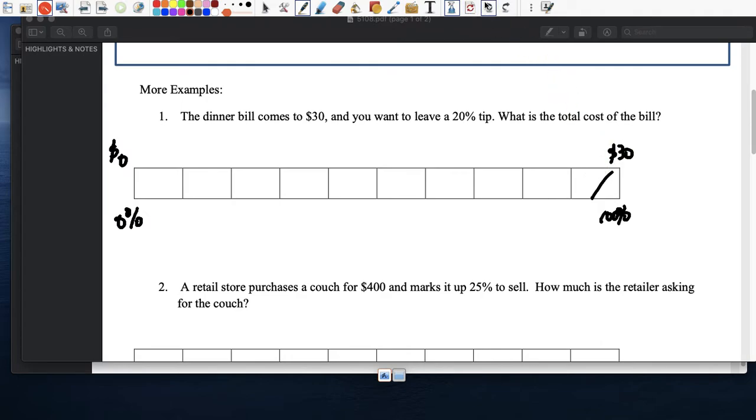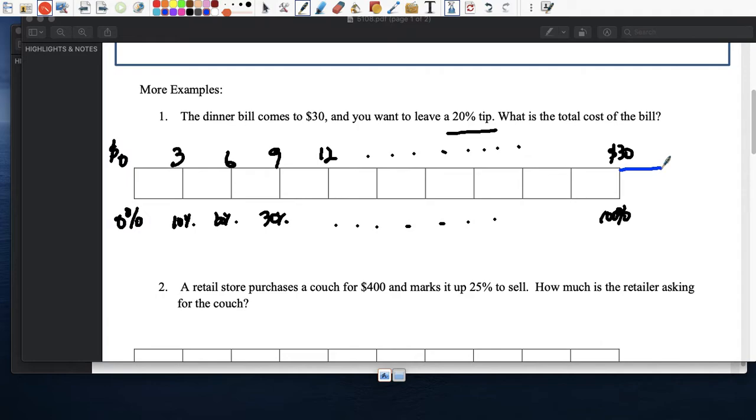Now, let's just fill in a few numbers. That's 10%, 20%, 30%, and so forth. So 30 divided by 10, so that's 3, 6, 9, 12, and so forth. Now, here's the thing. We're going to give the waiter 20% tip. So 100, we're going to create one more box. That's going to be 110. And because it's 20%, we have to go one more box. 120%. Right? So if we start counting, 3, 6, 9, 12, 15, 18, 21, 24, 27, 30.